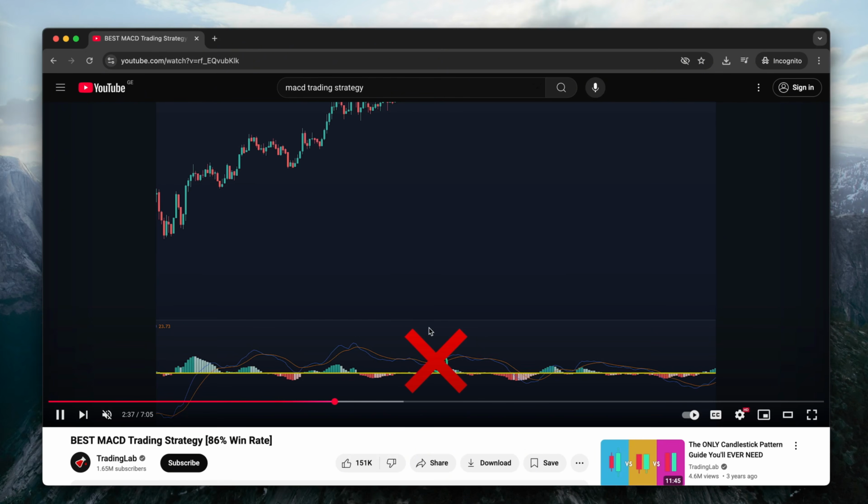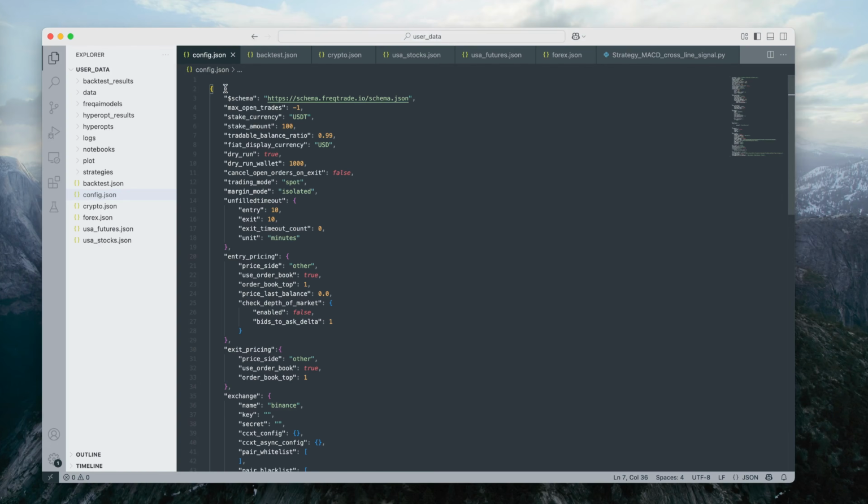Okay, let's do some coding with the FreqTrade library, and then I will show the backtest results. So this is the Visual Studio Code text editor, and here are the folders and files that are generated by the FreqTrade library. You can generate them super easily, just read the documentation about how to do this.